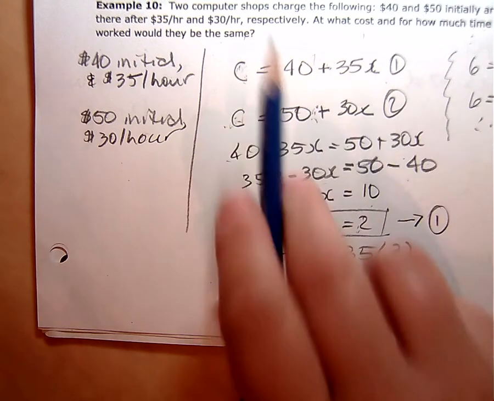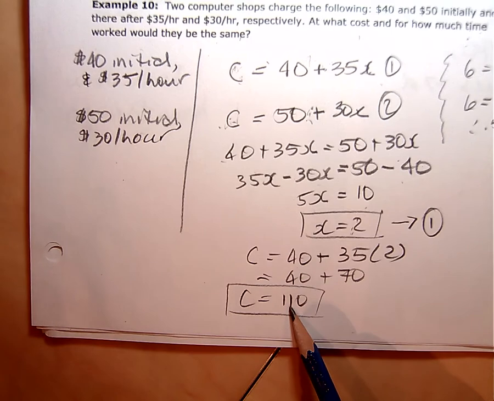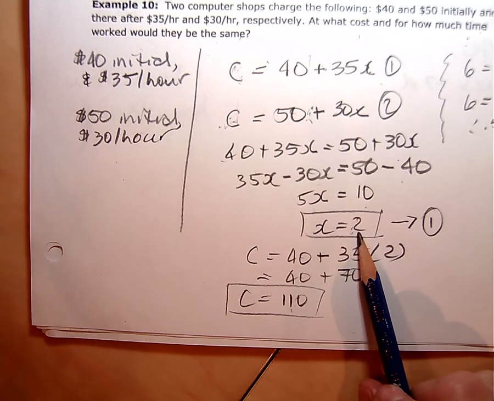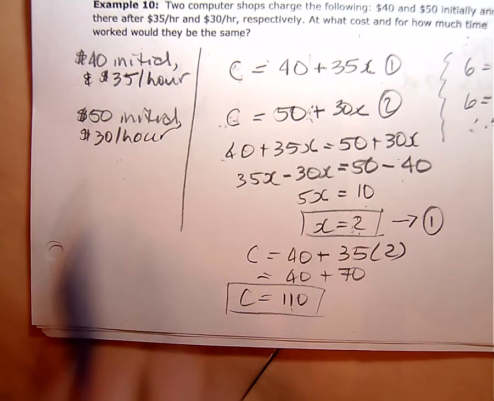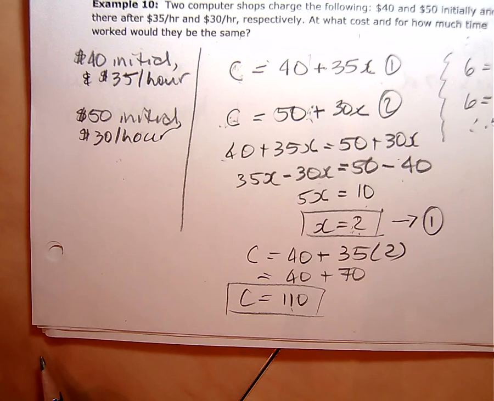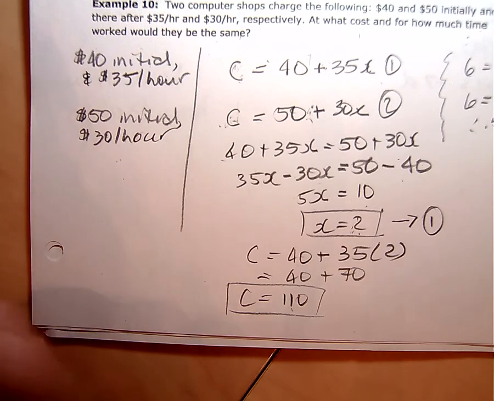Okay, so here, at what cost and for how much time? So at a cost of $110 and working 2 hours, the cost would be the same for each shop. Now you write up your sentence in a way that makes sense with your language, how you would say it, and then play back the video if you need to hear what I said.